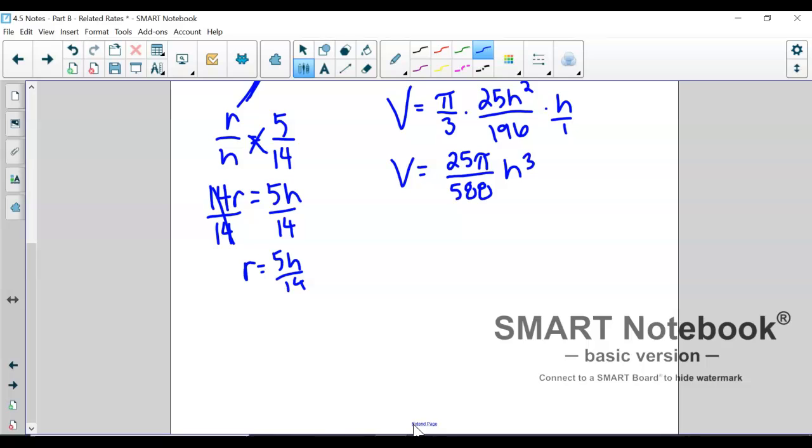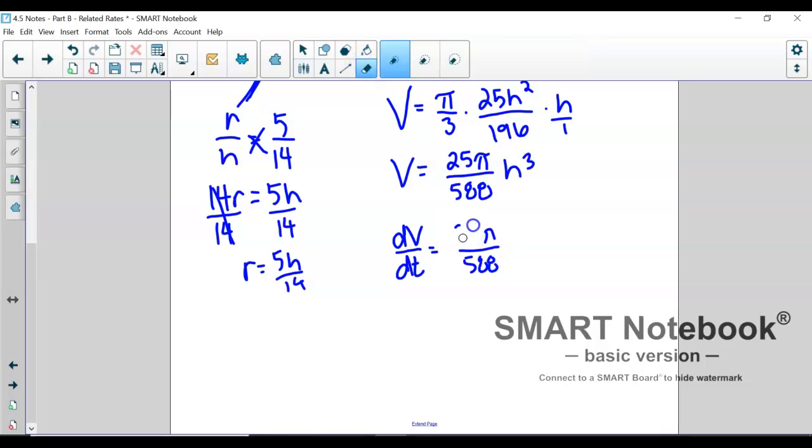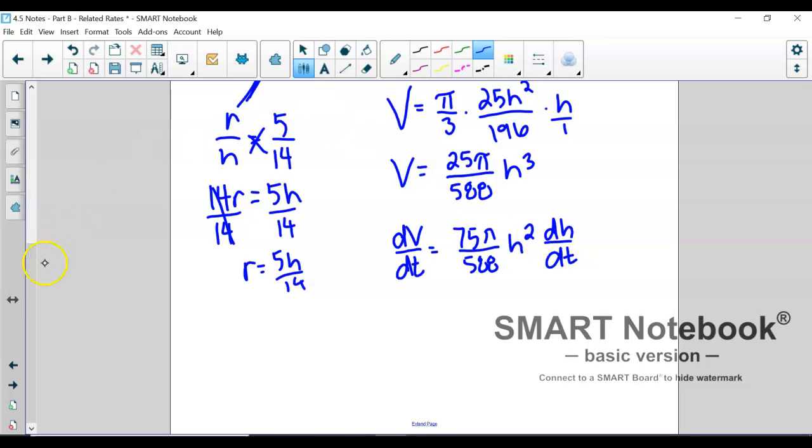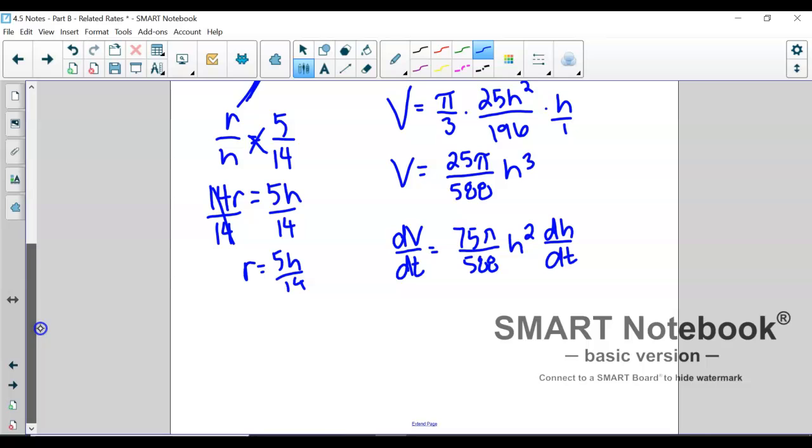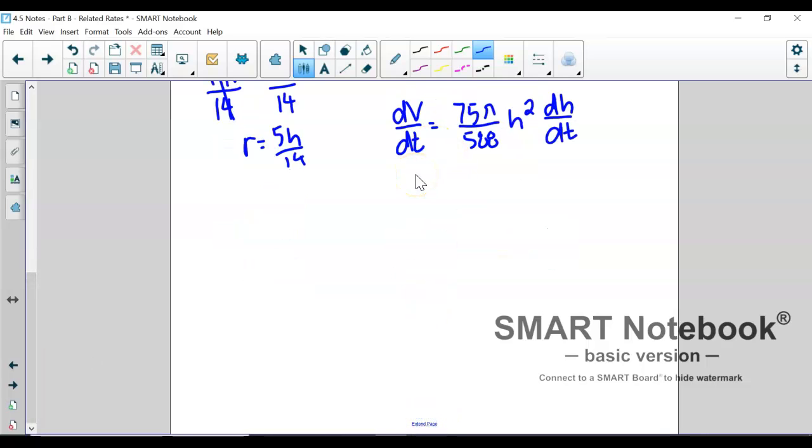Okay. So now the derivative. So over here on this side, we've got dV/dt equals 25 pi over 588 times 3. Got to multiply that by 3, which will give us 75 in the numerator, h squared, and we have to put a dh/dt over here. So this question actually asks us for the dh/dt at 2 different times, once when the water level is 6 and the second whenever it's 2 feet. So our dV/dt is -3 here because our water level is decreasing. And so we're going to have 75 pi over 588 times 6 dh/dt.